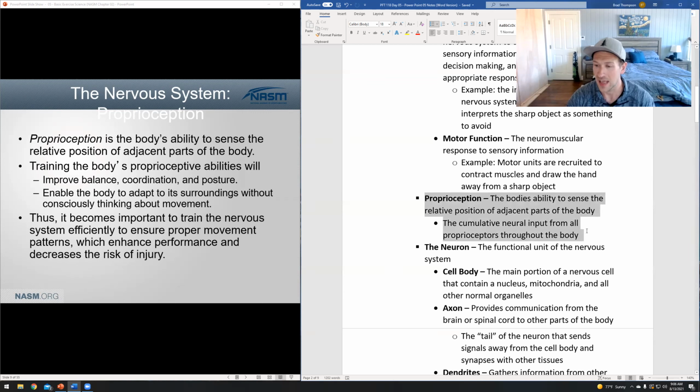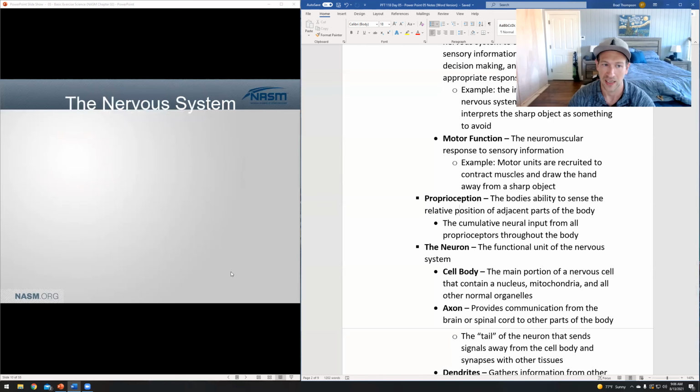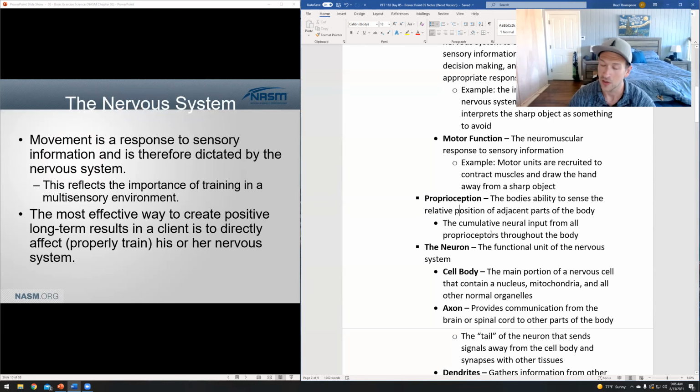And it understands that by understanding how much stretch is on a muscle, how much tension is on a muscle, how much force is being generated by that muscle, whether it's accelerating or decelerating. And all of that comes together for us to understand where we are and how to make the appropriate movements in response.